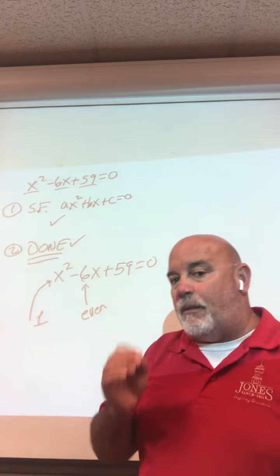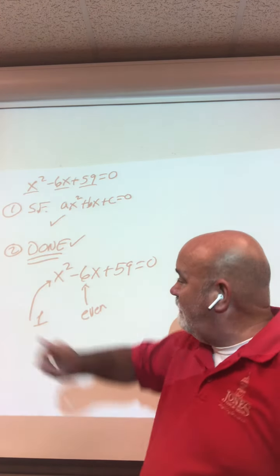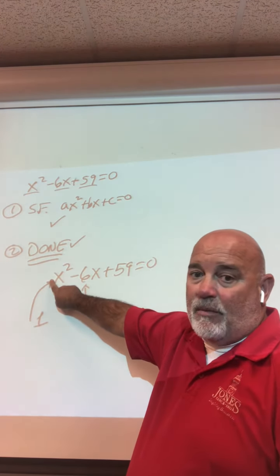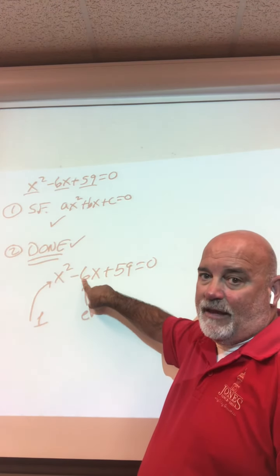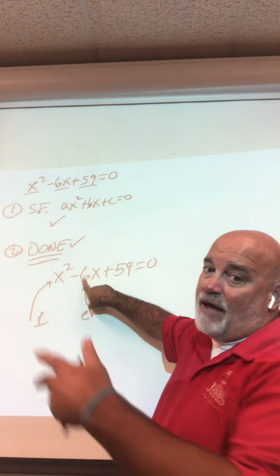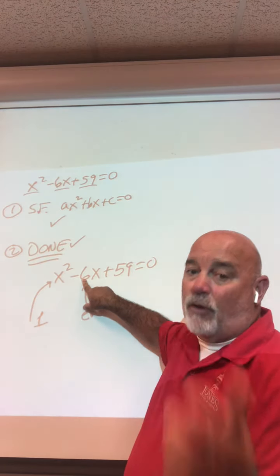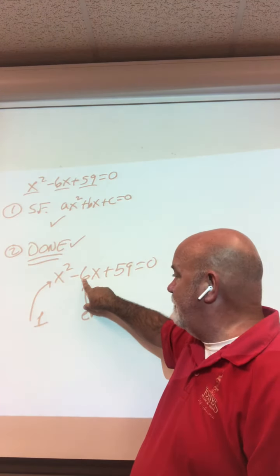So in all of the completing the square problems that I give you, there will never be a number right here other than 1. And this number right here will always be even. They don't have to be to work the problem, but for you, it will always be that way.